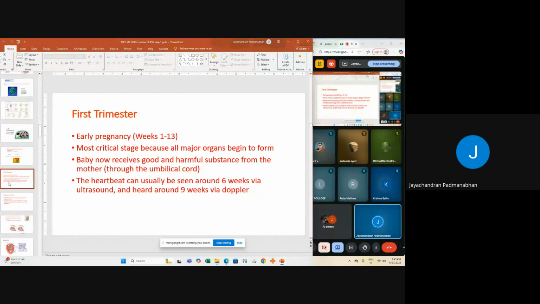So early pregnancy, weeks 1 to 13. Most critical stage because all major organs begin to form. That is why in the first trimester the doctor advises don't travel at the back of a bike and all that. Baby now receives good and harmful substances from the mother through the umbilical cord. The heartbeat can usually be seen around 6 weeks via ultrasound and heard through 9 weeks via Doppler.